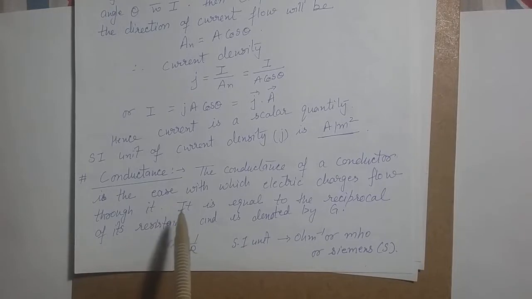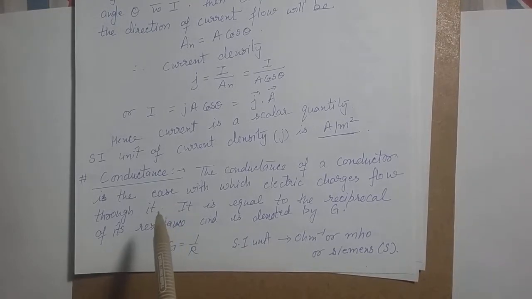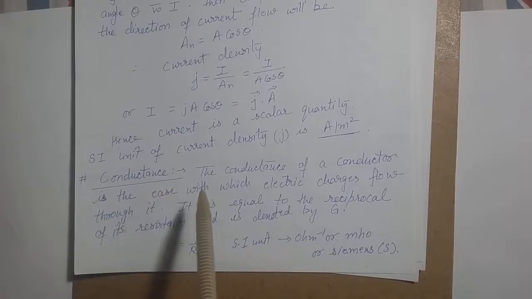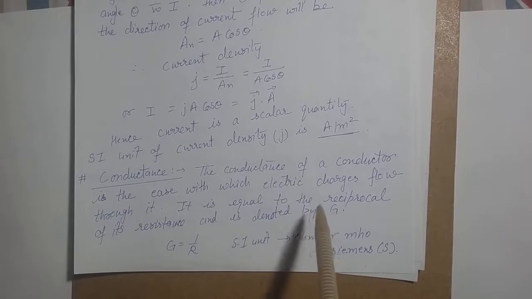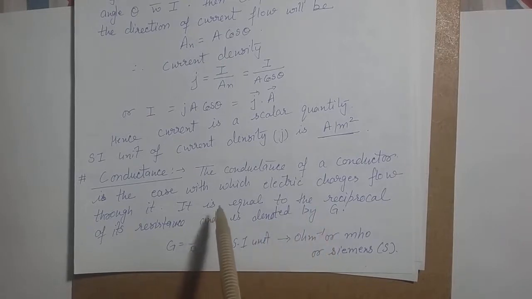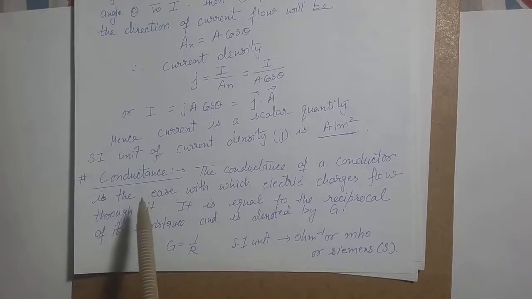Now what is conductance? As we know, resistance is a property which opposes the flow of current, and conductance is something which helps the flow of current. So the conductance of a conductor is the ease with which electric charges flow through it, and it is equal to the reciprocal of the resistance. G is the symbol for conductance, and from here we conclude that conductance is equal to 1 upon resistance. The SI unit for resistance is ohm, so the SI unit for conductance will be per ohm, and it is also known as mho or Siemens, and the symbol is capital S.